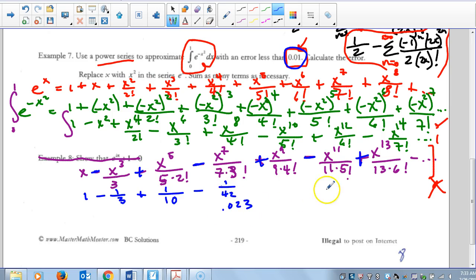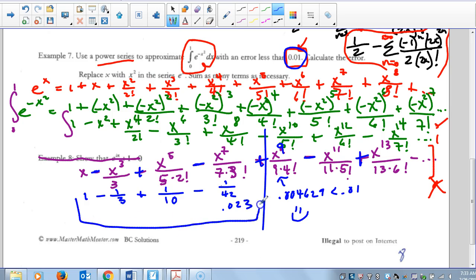x to the 9th, and remember that's a 9. It's kind of hard to read. Not that it matters because we're putting a 1 in there. That one is 0.004629. Whoa, I am way happy. That is smaller than 0.01. So we chop off that term, and I add all of this.